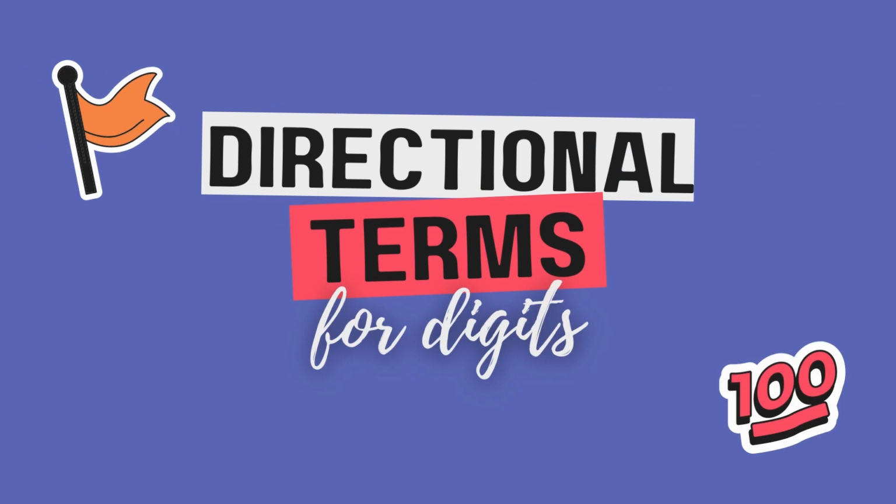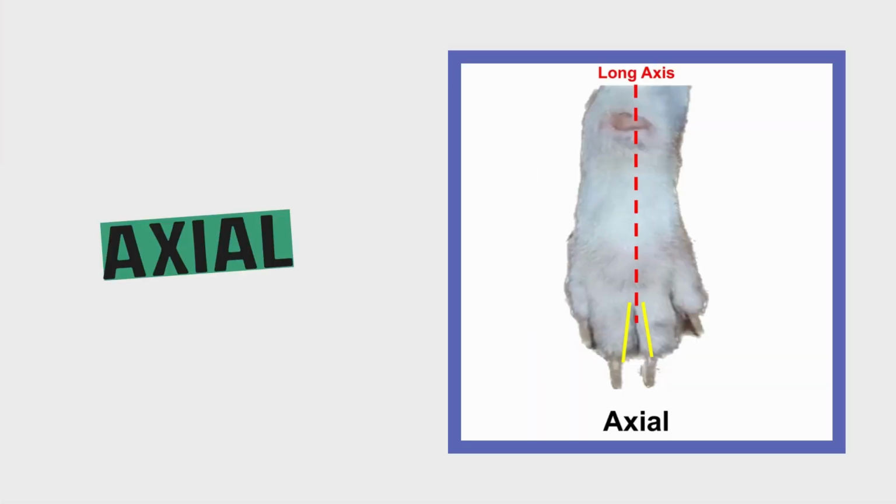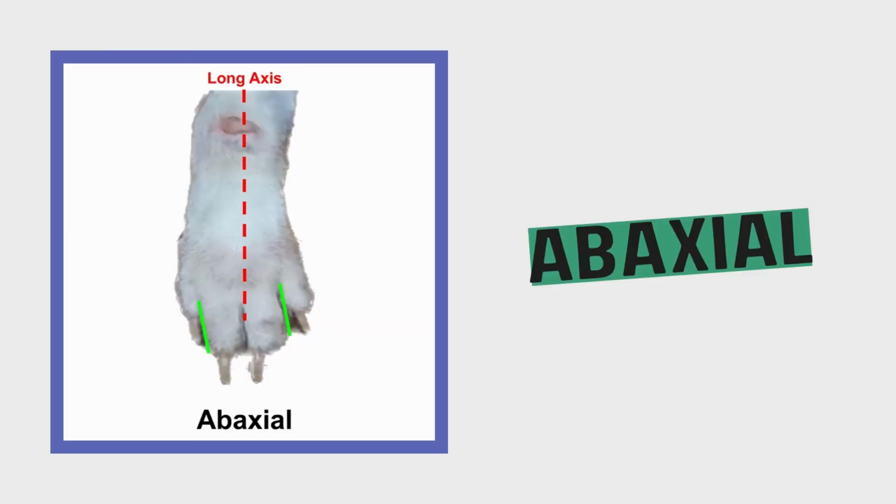And now for the directional terms applied to anatomy of digits are the axial and abaxial. Axial means close to the long axis of a central digit while abaxial means away from the long axis.